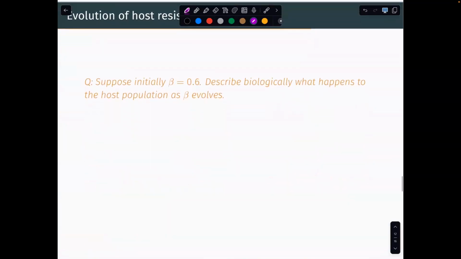What I want you to do now is again chat with your partner. Suppose we're going to start at beta is equal to 0.6. We've already sort of mathematically described what's going to happen: we're going to converge to this branching point, and then the population is going to branch. Now imagine you're talking to a biologist who doesn't know anything about adaptive dynamics, branching points, convergent stability, or evolutionary stability. I want you to try to describe that to them.